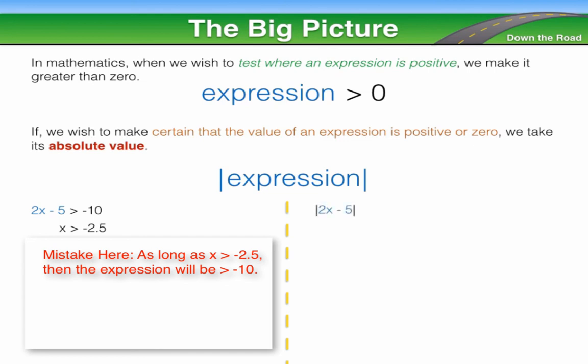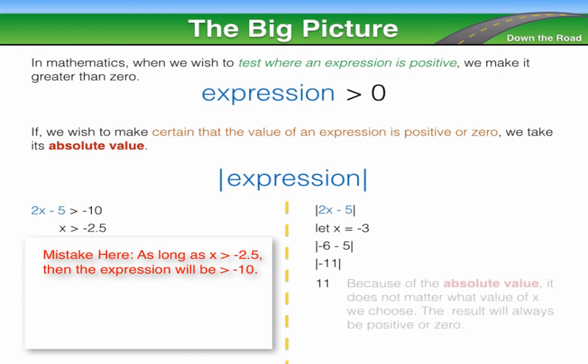In the other case of absolute value, let's take the absolute value of 2x minus 5, and let's choose a number at random. So I'm going to choose negative 3. And I'm going to plug it in using the order of operations. 2 times negative 3 is negative 6. Negative 6 minus 5 is negative 11. And the absolute value of negative 11 is 11.